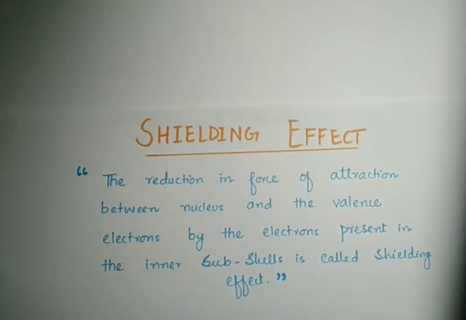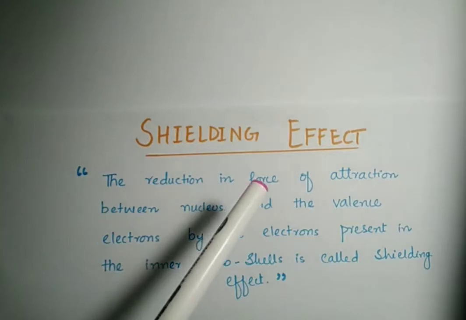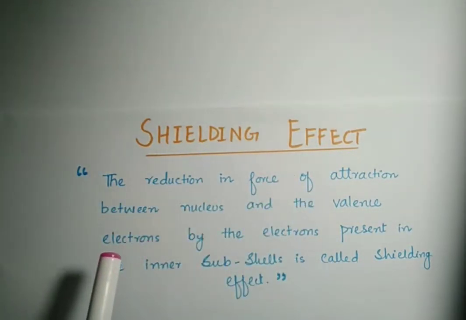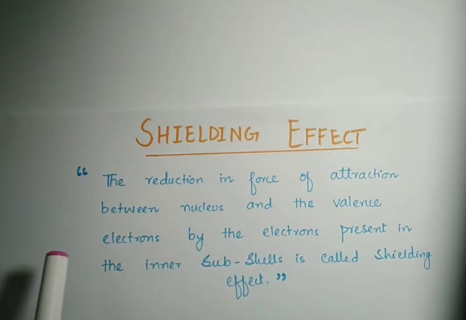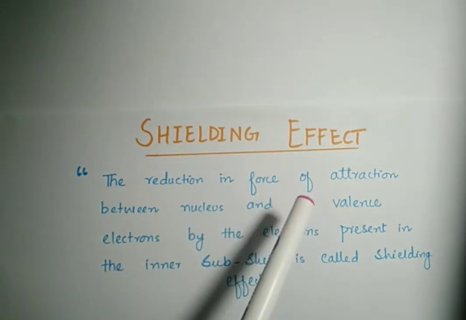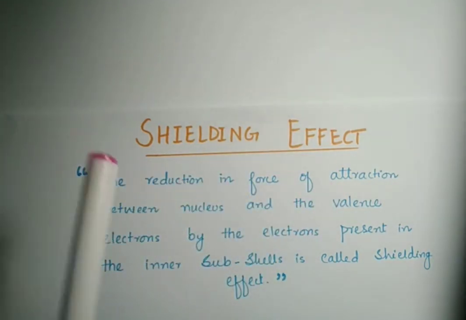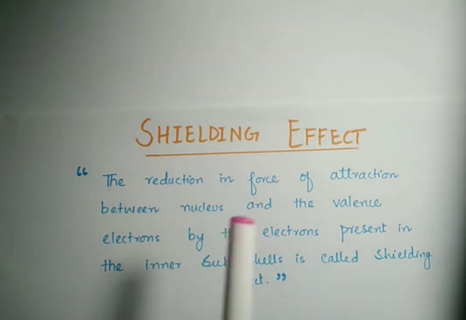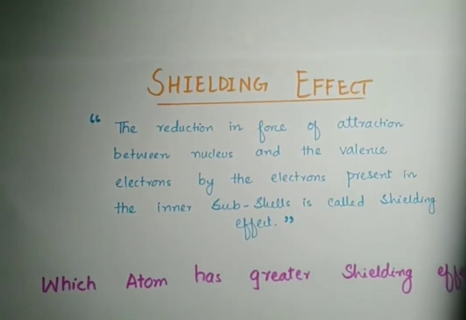Quickly talking about one of the periodic properties, which is shielding effect. It is the reduction in force of attraction between the nucleus and valence electrons by the electrons present in the inner subshell. It is that property in which the force of attraction between the nucleus and the valence electrons is reduced, and the reason for the reduction in the force of attraction are the electrons which are present in the inner subshell. Let's see an example.